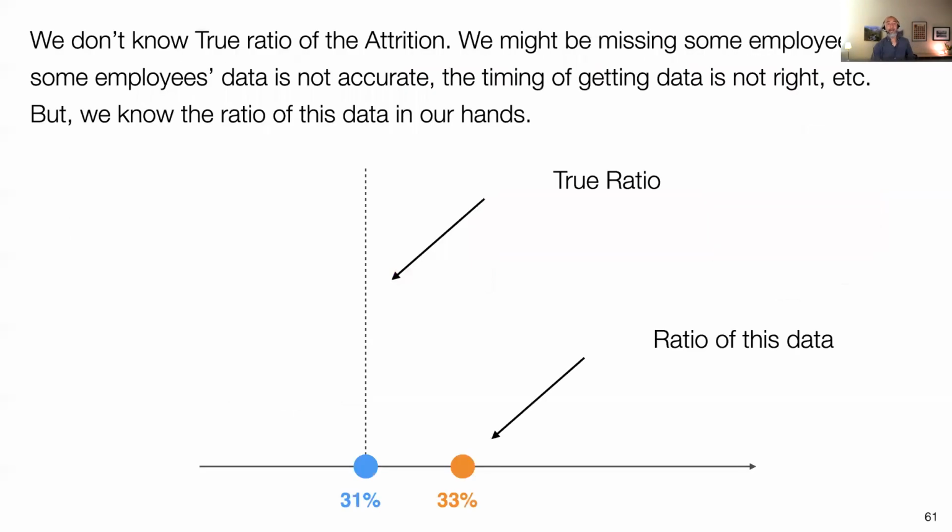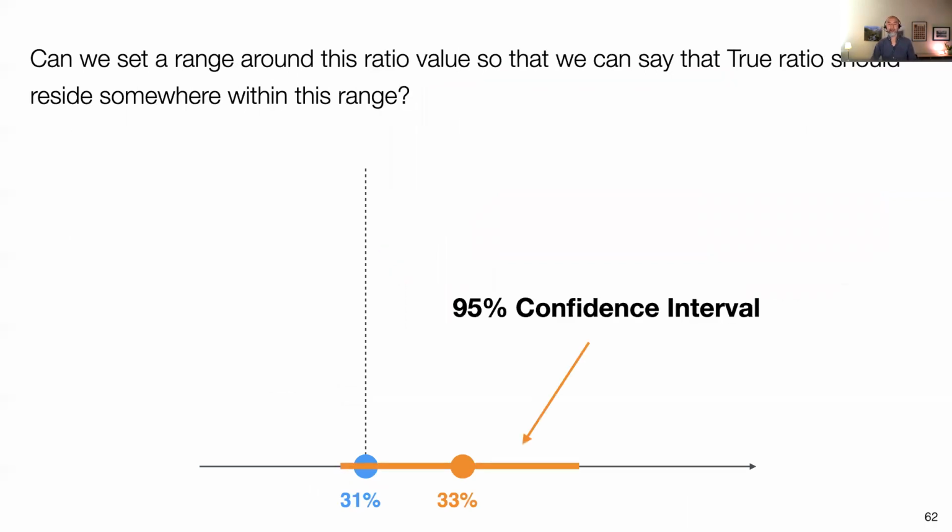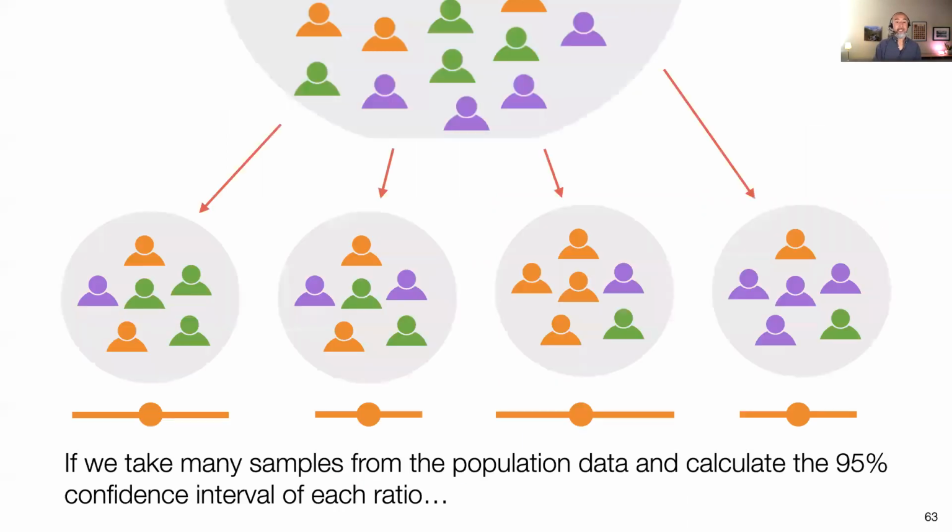So now, if we don't know the true ratio of the attrition, what can we do? Can we do something like a confidence interval? If we draw a line or range, so that we can say there's a 95% chance that the true ratio is included in this range, can we do that by using some statistical method? Yes, you can. That's the 95% confidence interval.